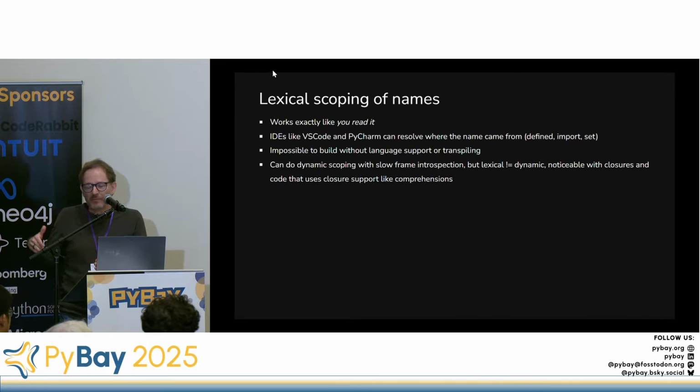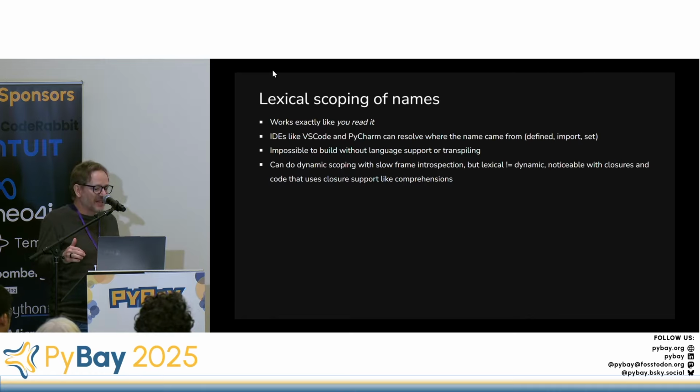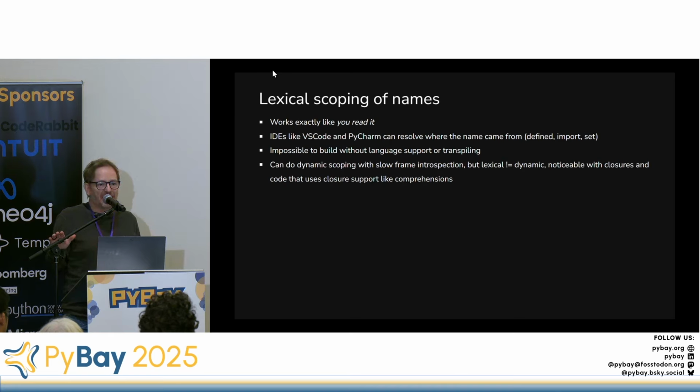If you were to try to build this, and people built this sort of idea, there's even code in the Python standard library that implements this idea, it was using dynamic scoping instead, and using inspect or sys._getframe in order to get at the frame. And that is slow. It breaks attempts to do just-in-time compilation strategies. And most importantly, from my perspective, lexical scoping is not the same thing as dynamic scoping.